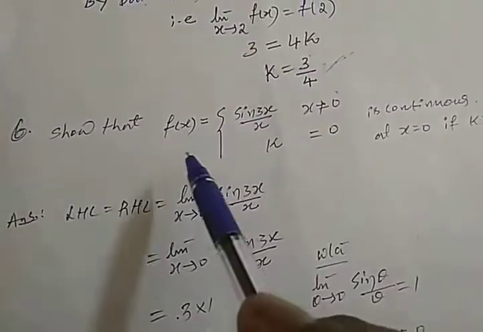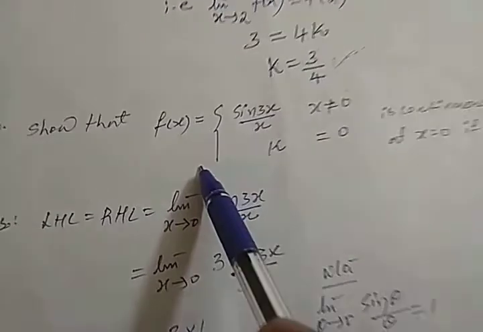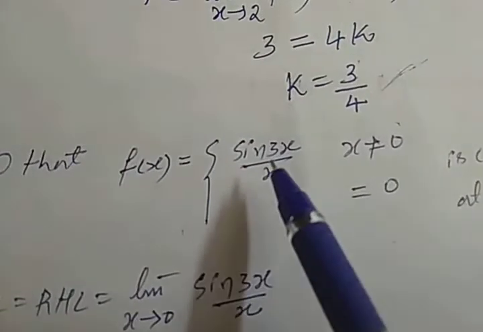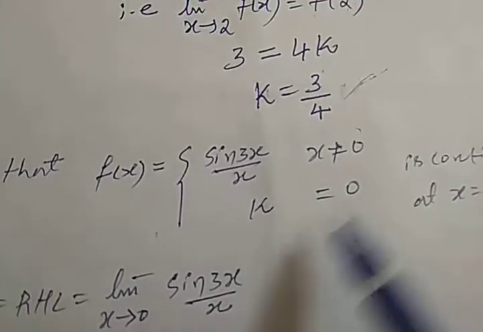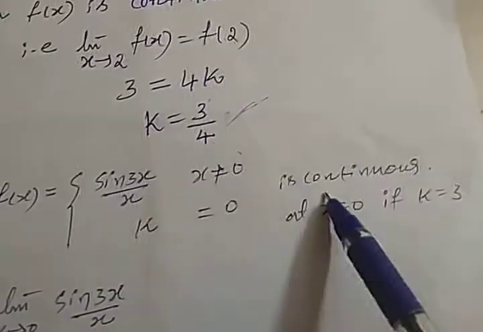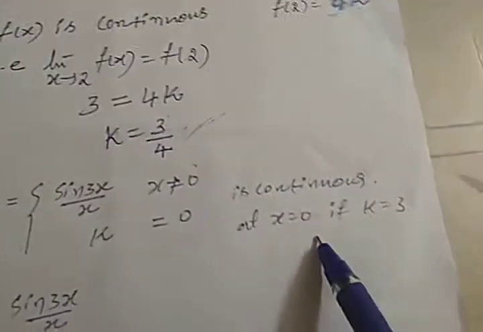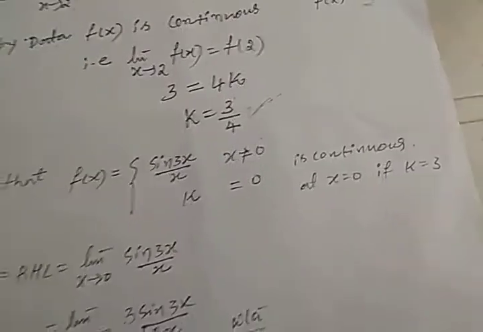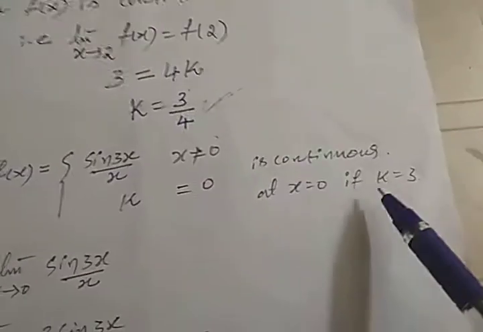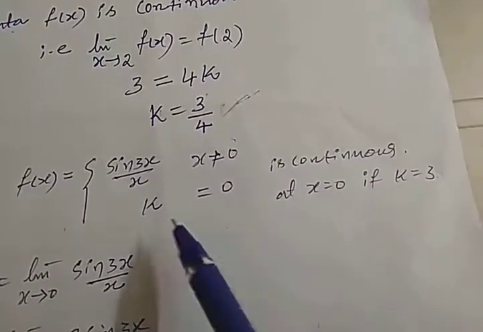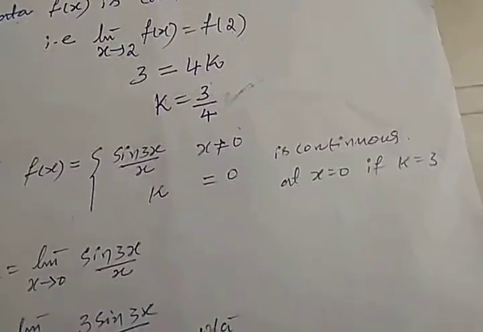Let us continue with another problem. Let us show that the function f of x is equal to 3 sin 3x by x, for x not equal to 0, and k for x equal to 0, is continuous at x equals 0 if k is equal to 3. Same as the previous problem, we have to estimate the value of k. When k is equal to 3, the function becomes continuous.